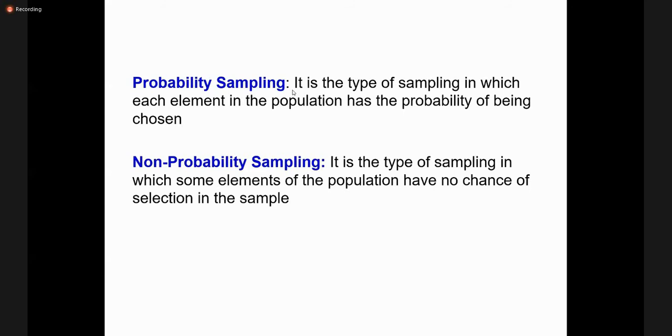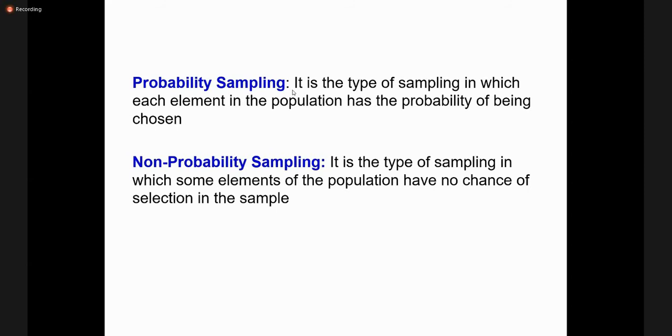Suppose you have already decided that you will take those who are living near your house. You are not giving a chance to those living far away from your house, so you have already excluded the people not living near your street. It is just something like that. We will be discussing it in detail in the upcoming slides.